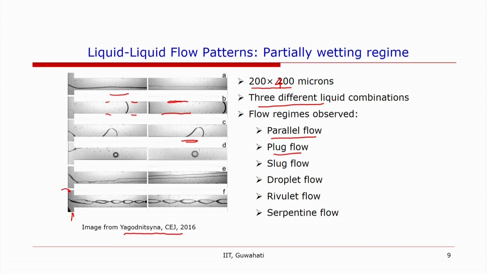Okay. Then they also get rivulet flow. So, one does not get a continuous phase, whereas one has a small stream of one phase, and then on the other side you have the other phase. So, this is on the wall. So, this is called rivulet flow. And then they have an interesting flow pattern which is called serpentine flow.